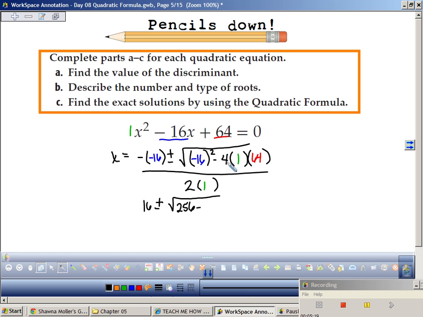So what is 4 times 64? 256. I did it on my calculator. Look at this. Isn't 64 8 times 8? And isn't 4 2 times 2? So isn't this 16 times 16 as well, which is 256? Does that mean it's just one spot? Yes. 256 minus 256, all over 2. That cancels, so my discriminant is 0. So how many roots do I have? 1 root.